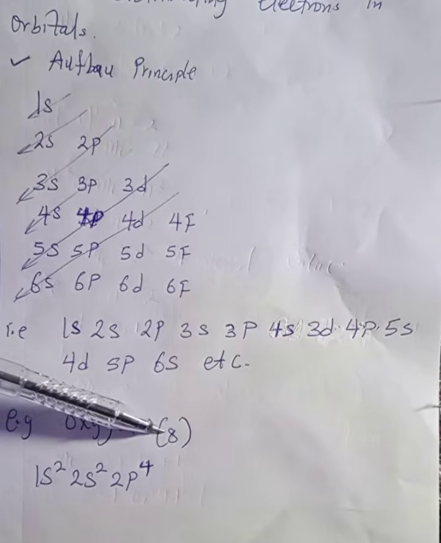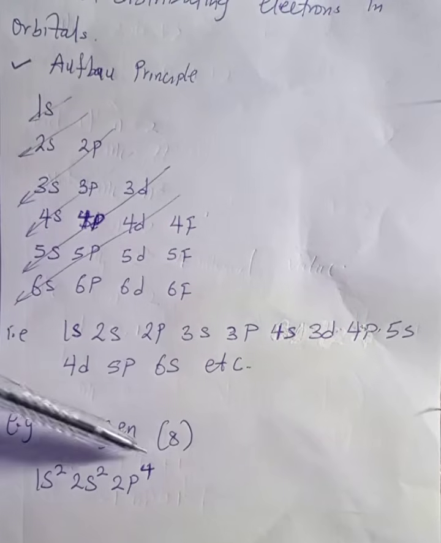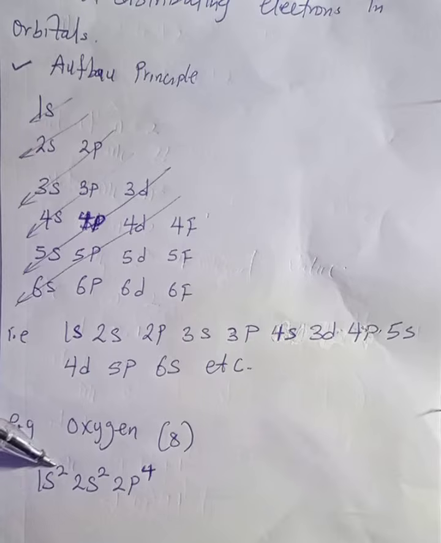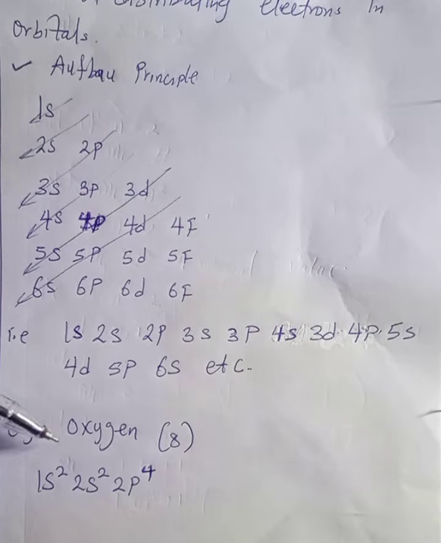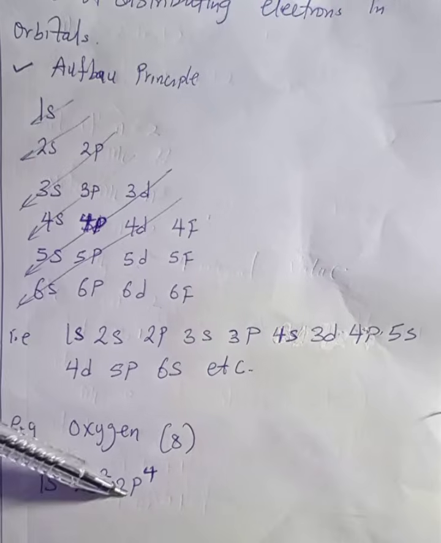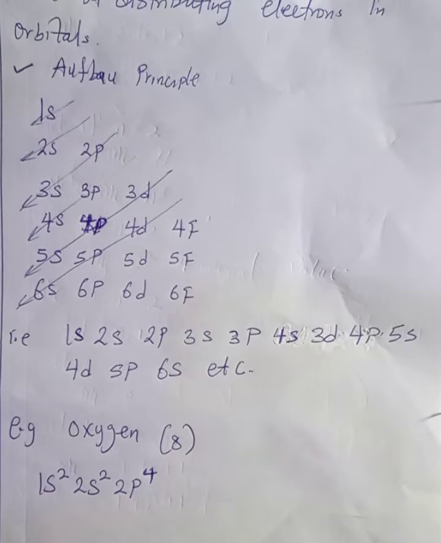For example, if we have neutral oxygen, which has 8 electrons, I want to write the electronic configuration. We are going to have 1s2. I told you before, s can take a maximum of 2, p can take a maximum of 6, d can take a maximum of 10, and f can take a maximum of 14. So we have 1s2, 2s2, then 2p4. That is 2, 4, 8. We have 8 electrons. So as simple as that.